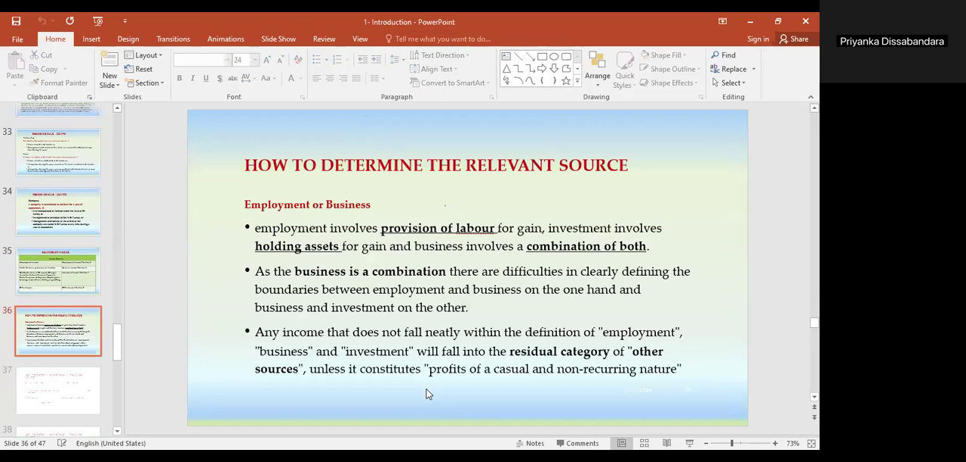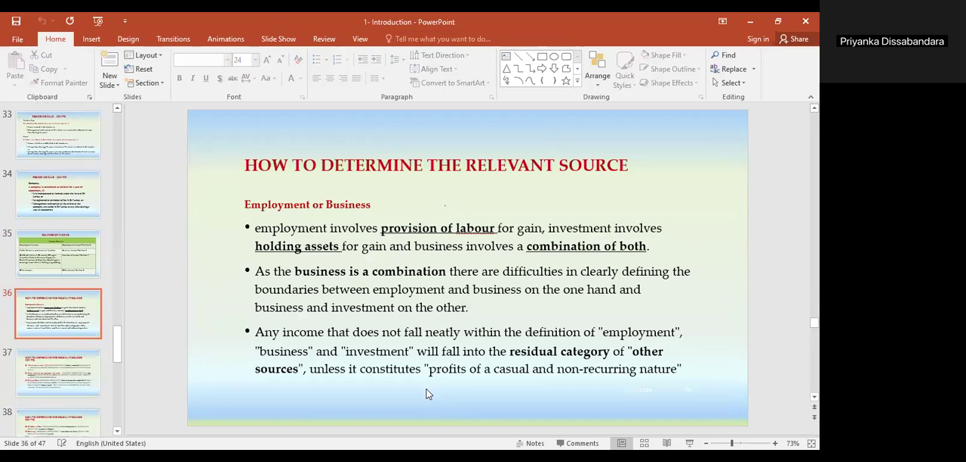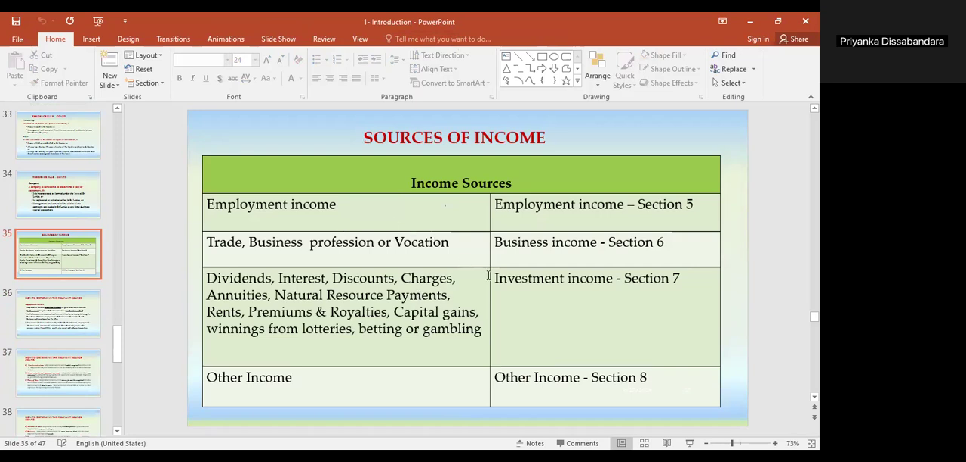Then now we are going to the relevant source. Why do we have to determine the relevant source? Why can't we categorize employment income under a different source?